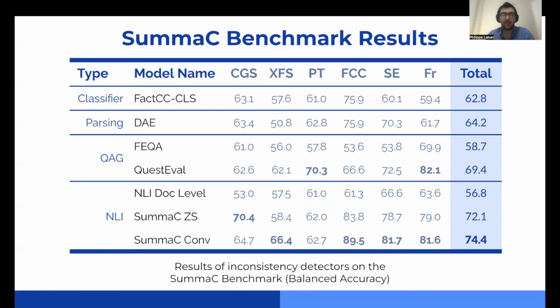Looking at the results, SummaC-Conv achieves a good performance improvement compared to SummaC zero-shot, increasing the balanced accuracy to 74.4. It now has a larger gap with QAG, parsing, and classifier-based models, achieving the highest performance on 4 of the 6 datasets. Let's now take a look at which NLI model we should use and which NLI categories should be taken into account.